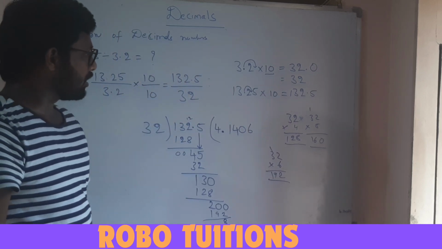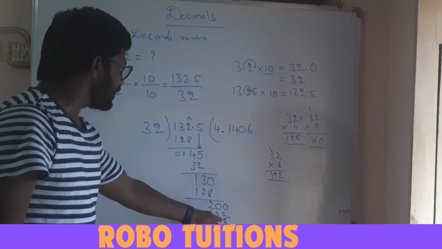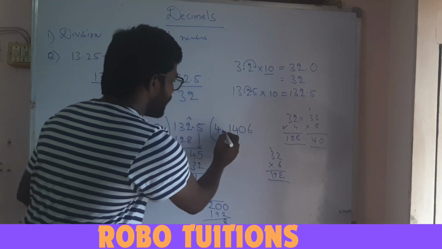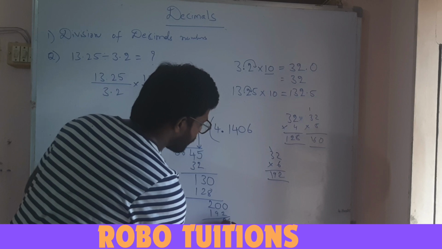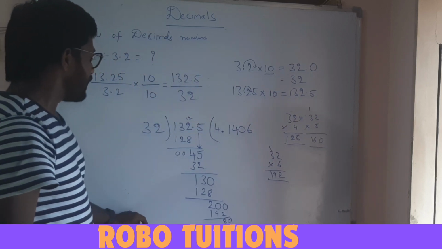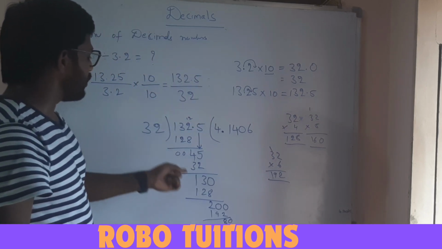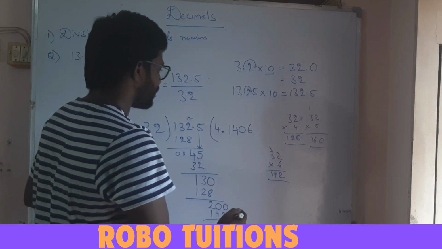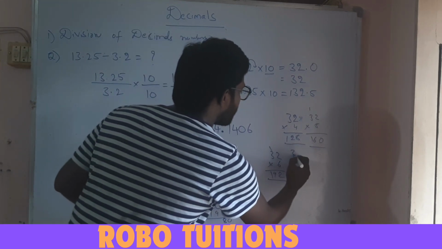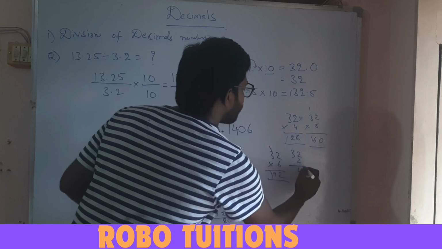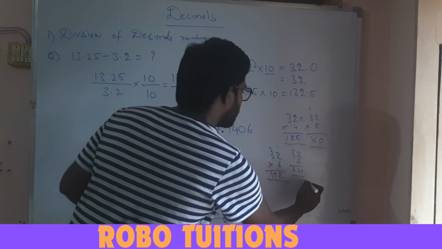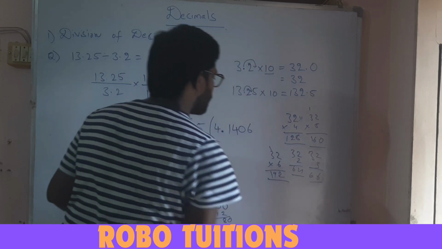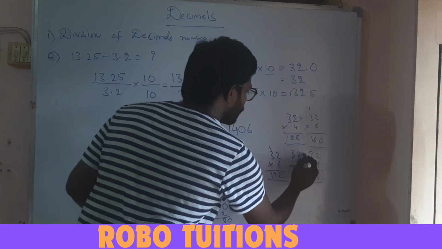So again the 8 value is less than 32. You just put 0 here, since the decimal point is there. After that, how many times does 32 go in 80? 32 2s are 64. 32 3s are 96. Okay, so you take the 2.